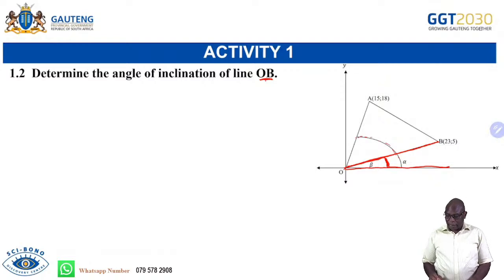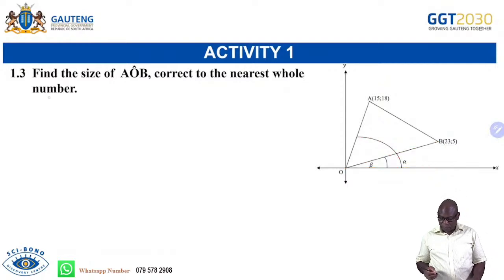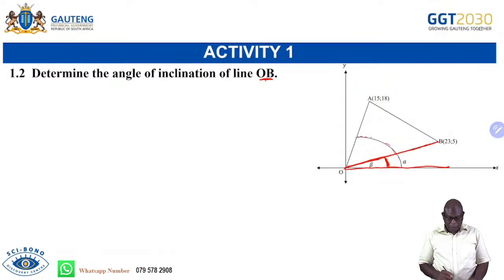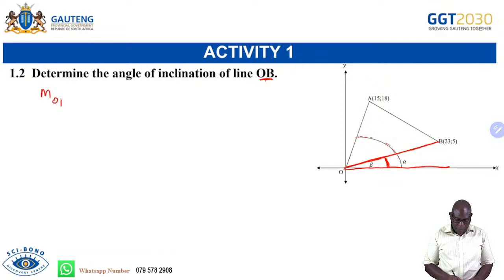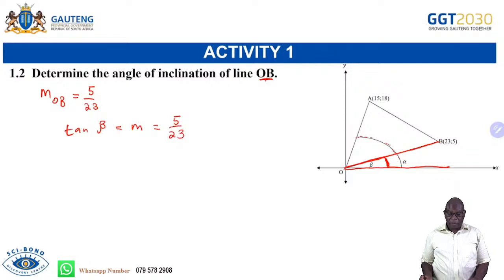So which means I already know the gradient of OB. Just quickly go back. The gradient of OB is 5 over 23. Now I need the angle. How am I going to get the angle? So remember, the tangent of the angle, which is this time beta, will be equal to the gradient. And the gradient of OB is 5 over 23. So we know the gradient of OB, and we need to find the angle now.